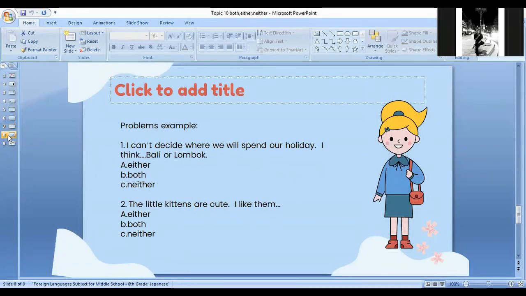Problem example. I can't recall where we will spend our holiday. I think blah blah blah Bali or Lombok. Number two, the little kittens are cute. I like them.